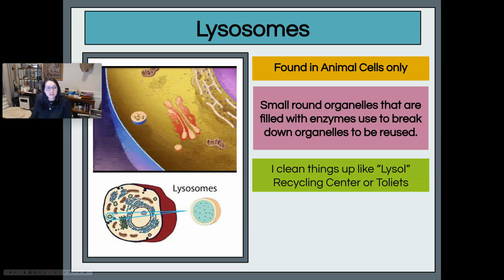And so old cell parts or things that are invading the cell that need to be captured and destroyed, those are going to go into a lysosome, and then we're going to dump acid on them. And they're going to break up those into parts that the cell actually wants to use. And so it's basically a recycling center, or it's like Lysol, or maybe a toilet. However you want to think about something that's going to break down old parts so they can be reused.